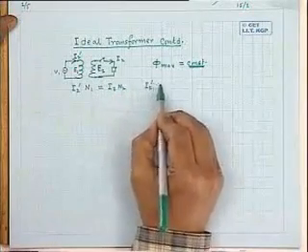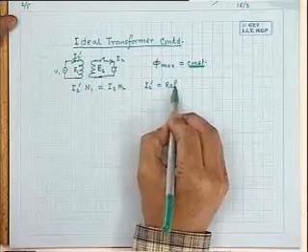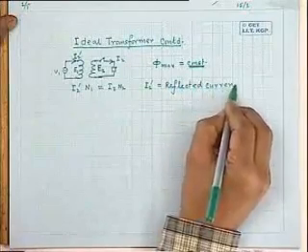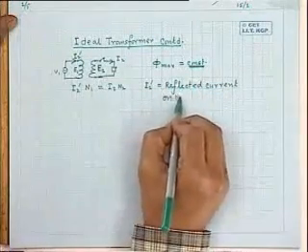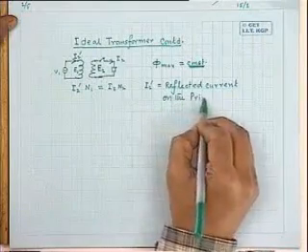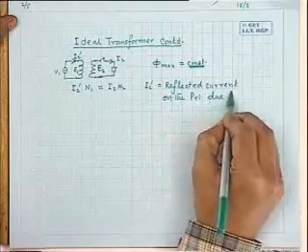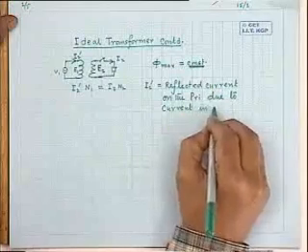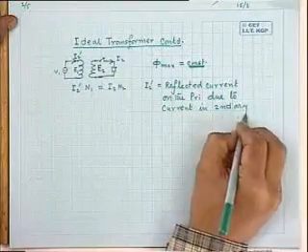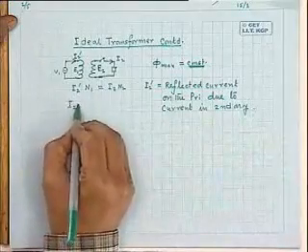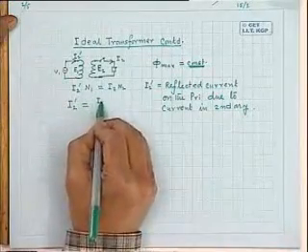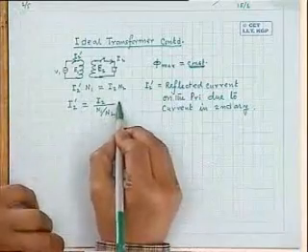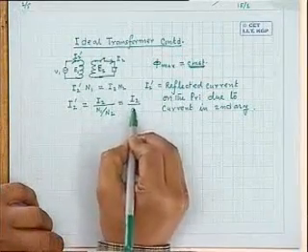I2 dashed is called the reflected current on the primary side, due to current in the secondary. In other words, the magnitude of I2 dashed will be I2 divided by N1 by N2, and we have already defined the turns ratio to be A, so it will be I2 by A.